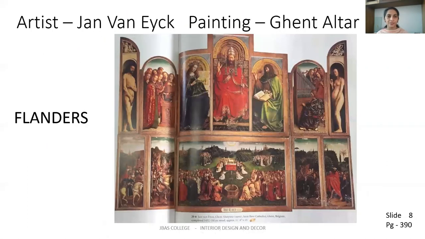Northern Renaissance. In the Northern Renaissance, the first artist here is from Flanders, a Flemish artist called Jan van Eyck. And the example is the Ghent altarpiece. The Ghent altarpiece was very dramatically split into several panels. You can see this entire painting has different panels, and the panels are also of different sizes. Some are large rectangles, some are small rectangles, some are arched, and then there are the corner panels.